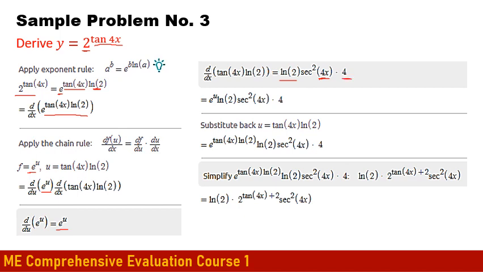That's why we have here 4. So by substituting the value of e^u, we have e^u and then ln 2 secant squared 4x multiplied by 4. Then we substitute back the value of u, which is tan 4x ln 2, and simplify so that we obtain the final result: ln 2 multiplied by 2 to the power of tan 4x plus 2, multiplied by secant squared of 4x.